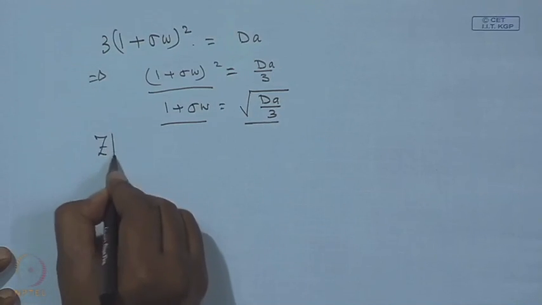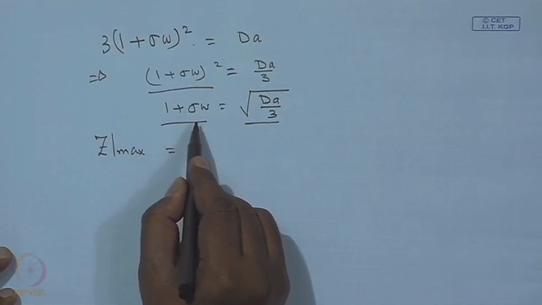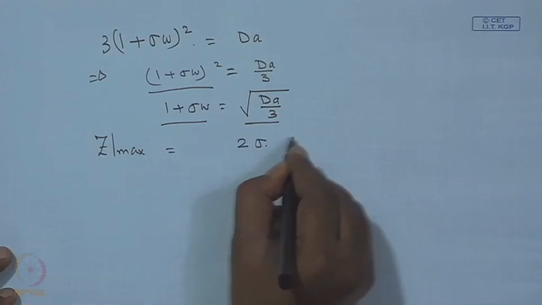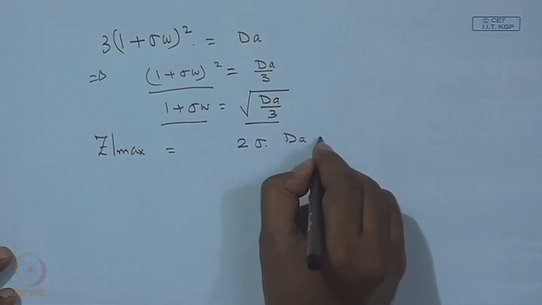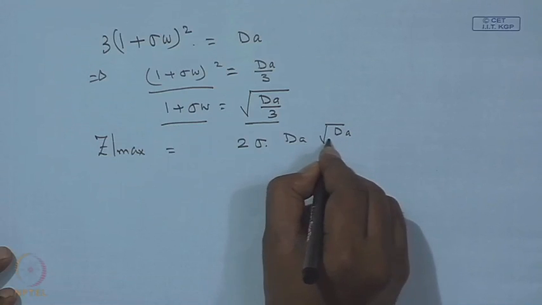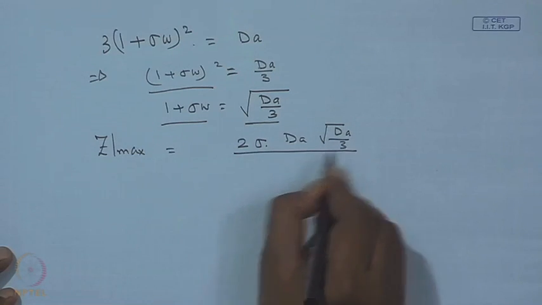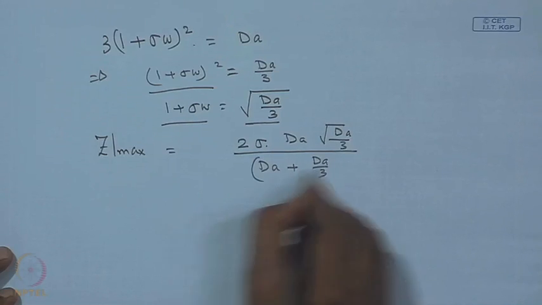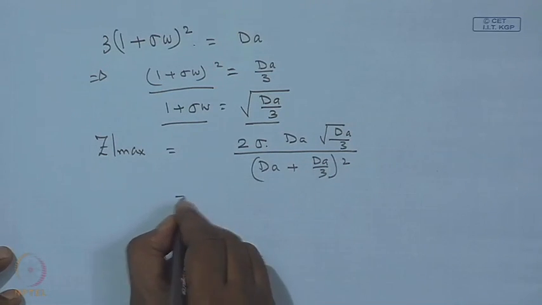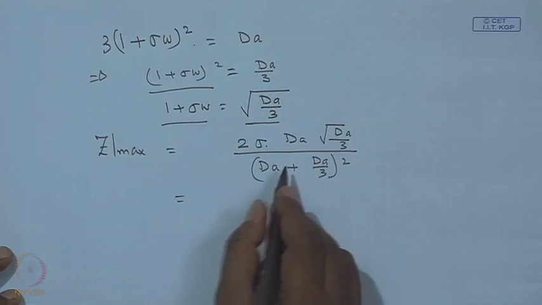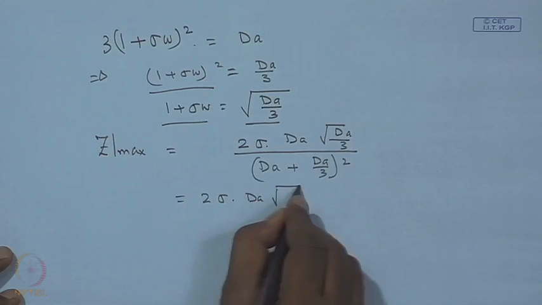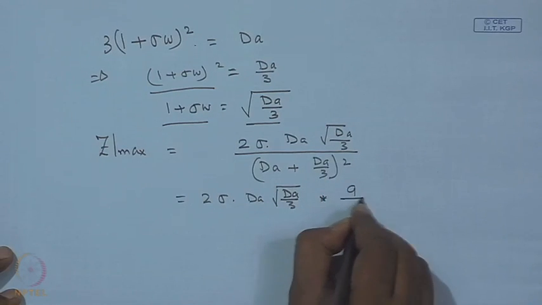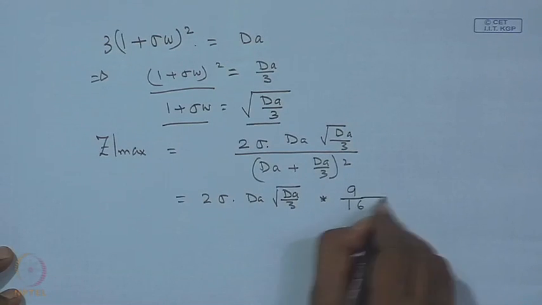So, what is the value of z max? The maximum value of z is obtained wherever in the expression of z we have 1 plus sigma w, by replacing it with root over dA by 3. So, this becomes 2 sigma dA root over dA by 3, divided by dA plus 1 plus sigma w whole square, which is dA by 3 squared. What we will be getting is 2 sigma dA root over dA by 3 multiplied by, this will be 3 plus 1, so it will be 4 by 3, so 9 by 16 dA square in the denominator.